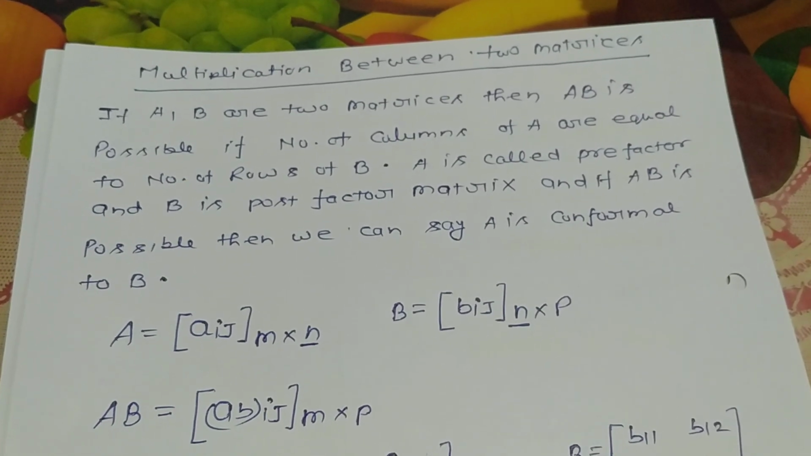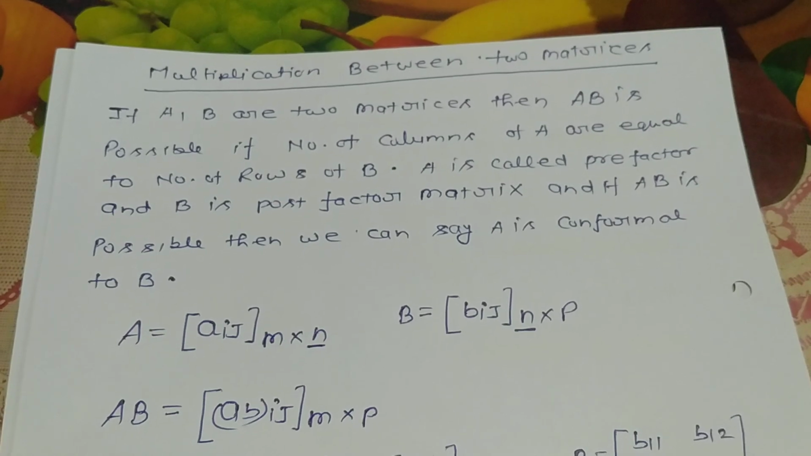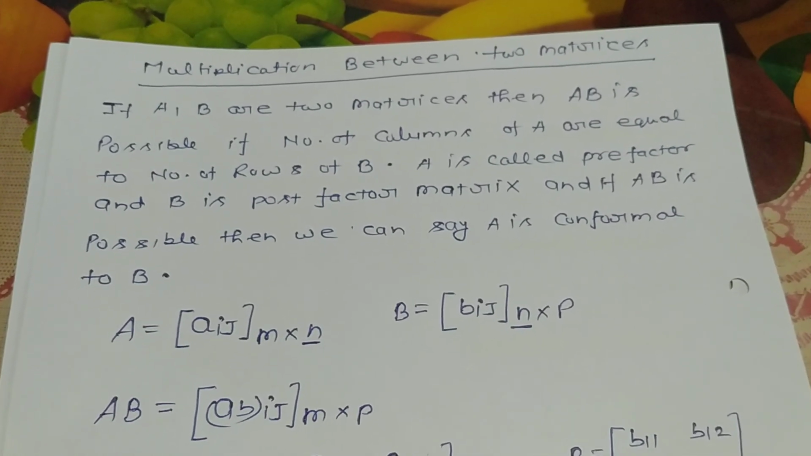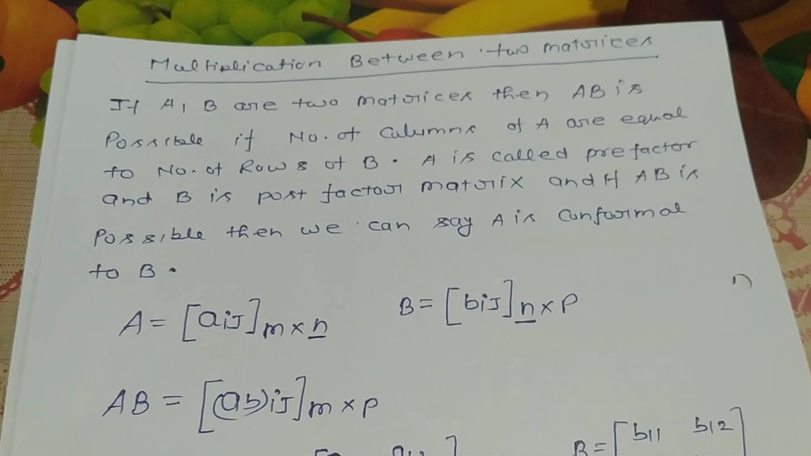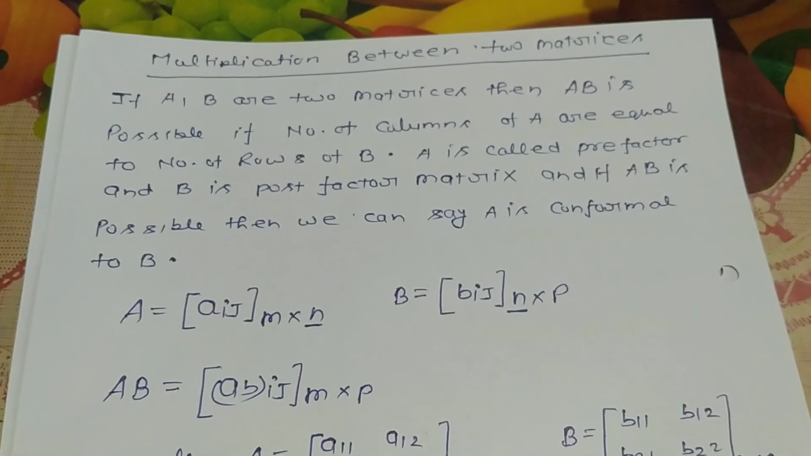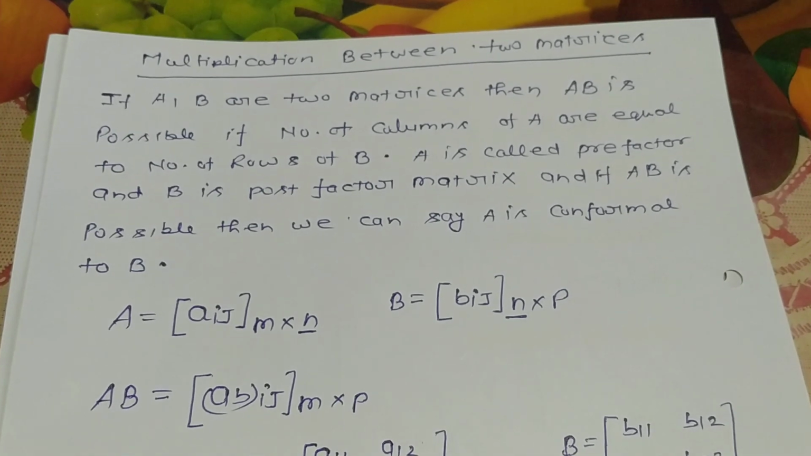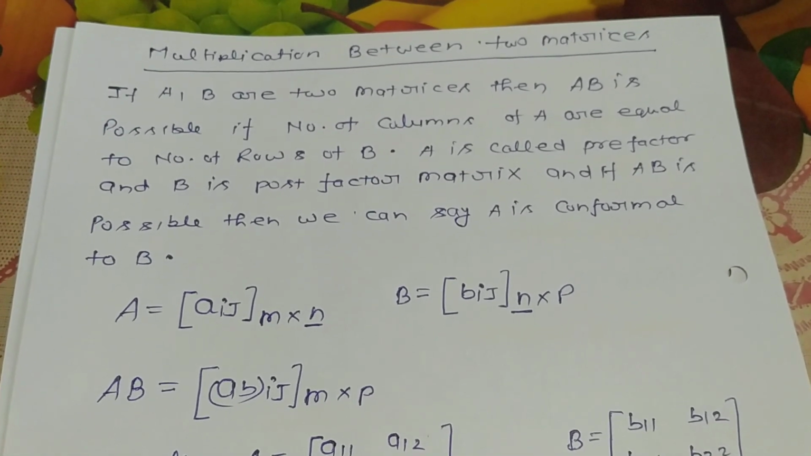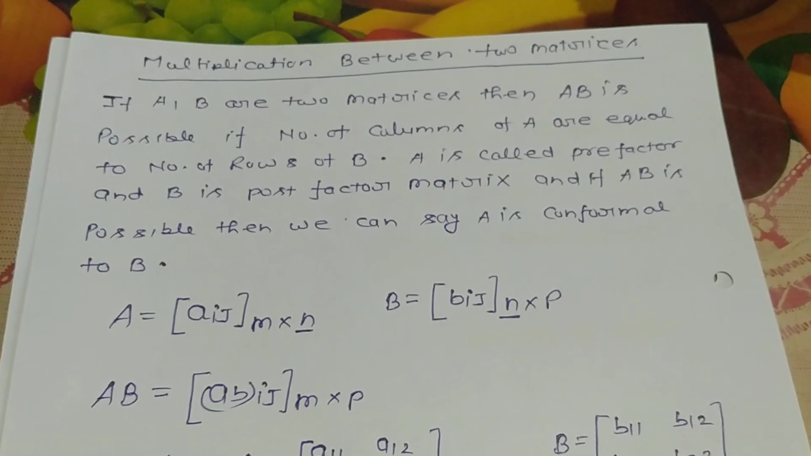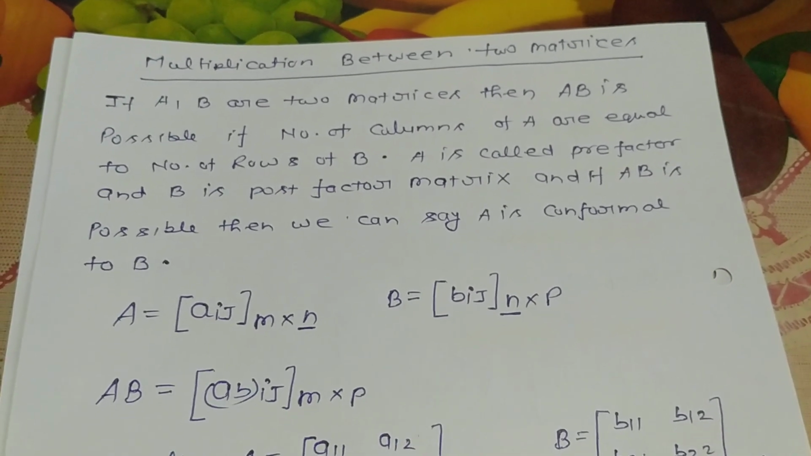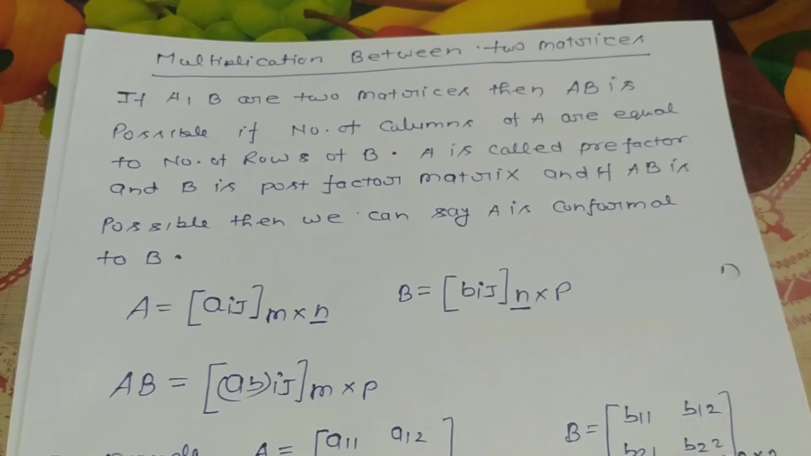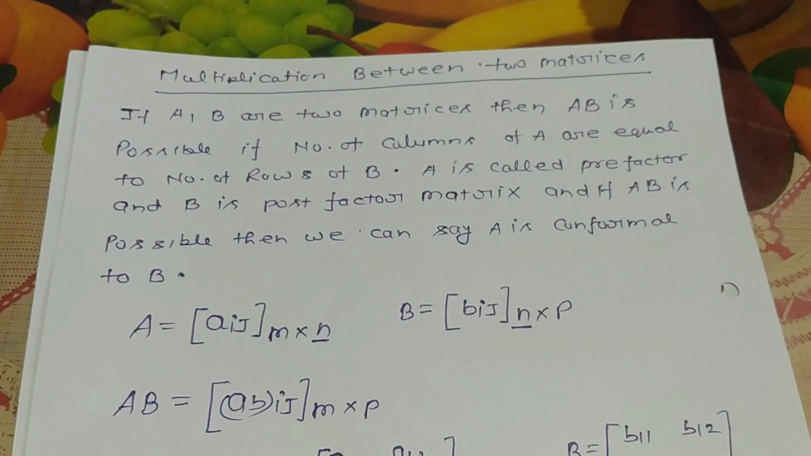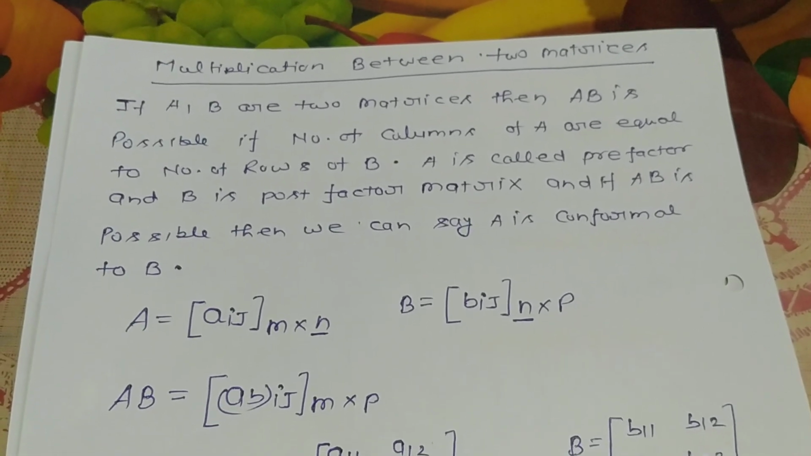I am repeating again because it is a very important concept of multiplication. If the number of columns of matrix A is equal to the number of rows of matrix B, then only the multiplication between them is possible. If multiplication is possible, then we say A is called the prefactor matrix and B is called the postfactor matrix. And if AB is possible, then we can say A is conformal to B also. If multiplication between two matrices is not possible, then we will say A is not conformal to B.